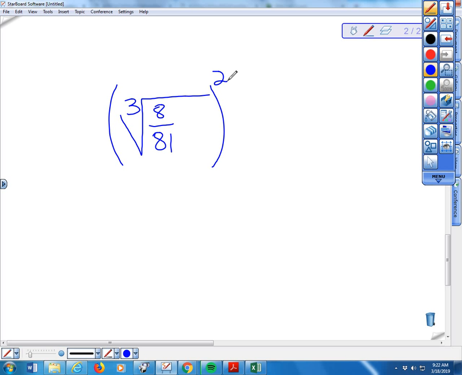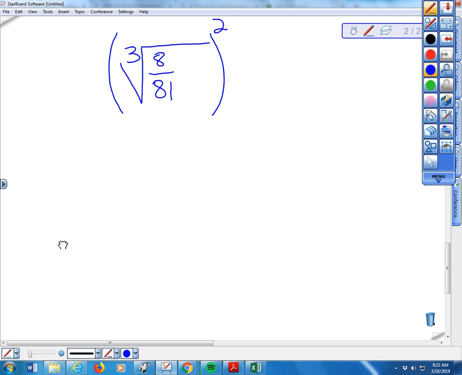Okay. So I'm going to forget the square for now. I'm going to do that at the end. Forgetting the square, what I'm going to do is just reduce this if I can. This is the same as the cube root of 8 over the cube root of 81. I know at the end I'm going to have to square it, so I'll get to that. Okay, so the cube root of 8 is 2.